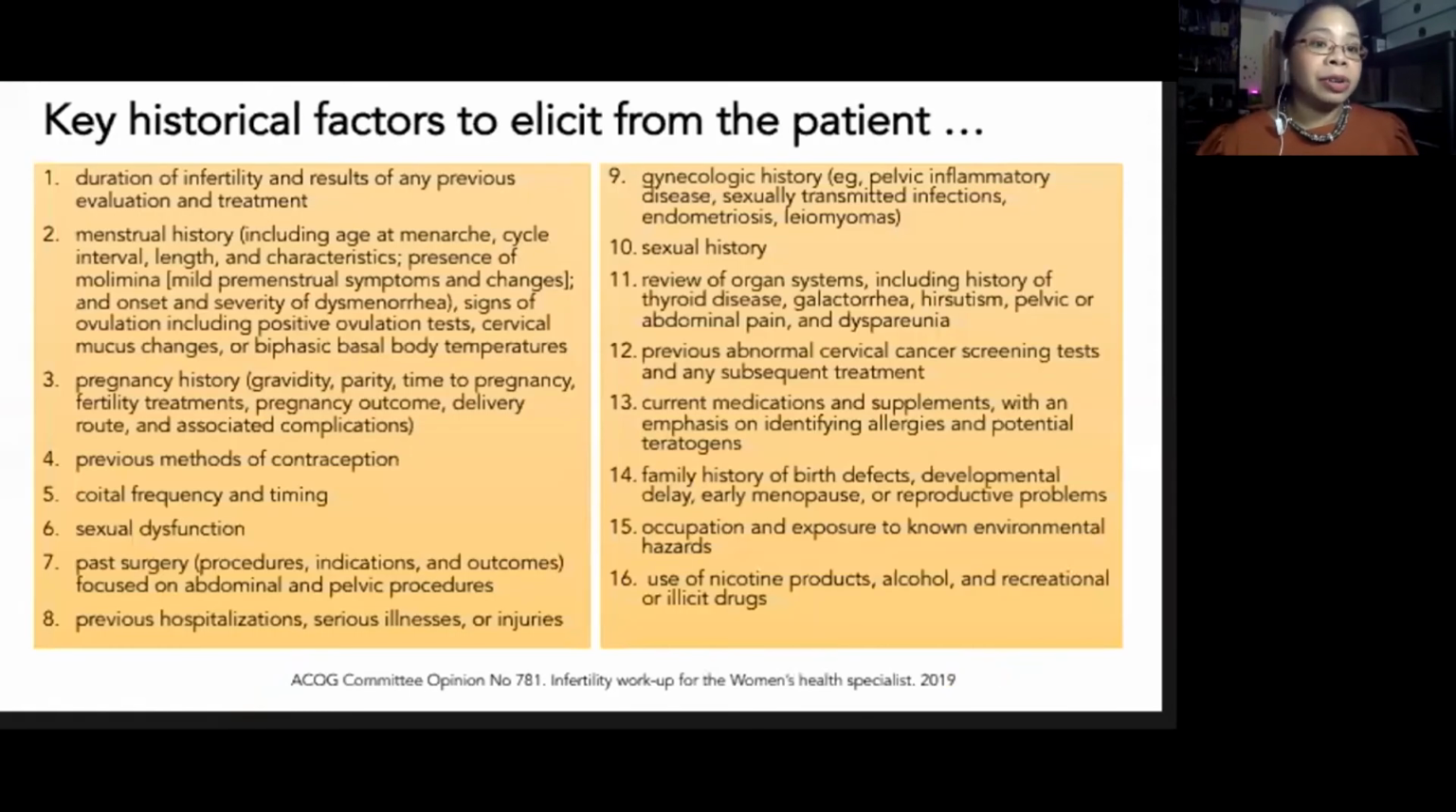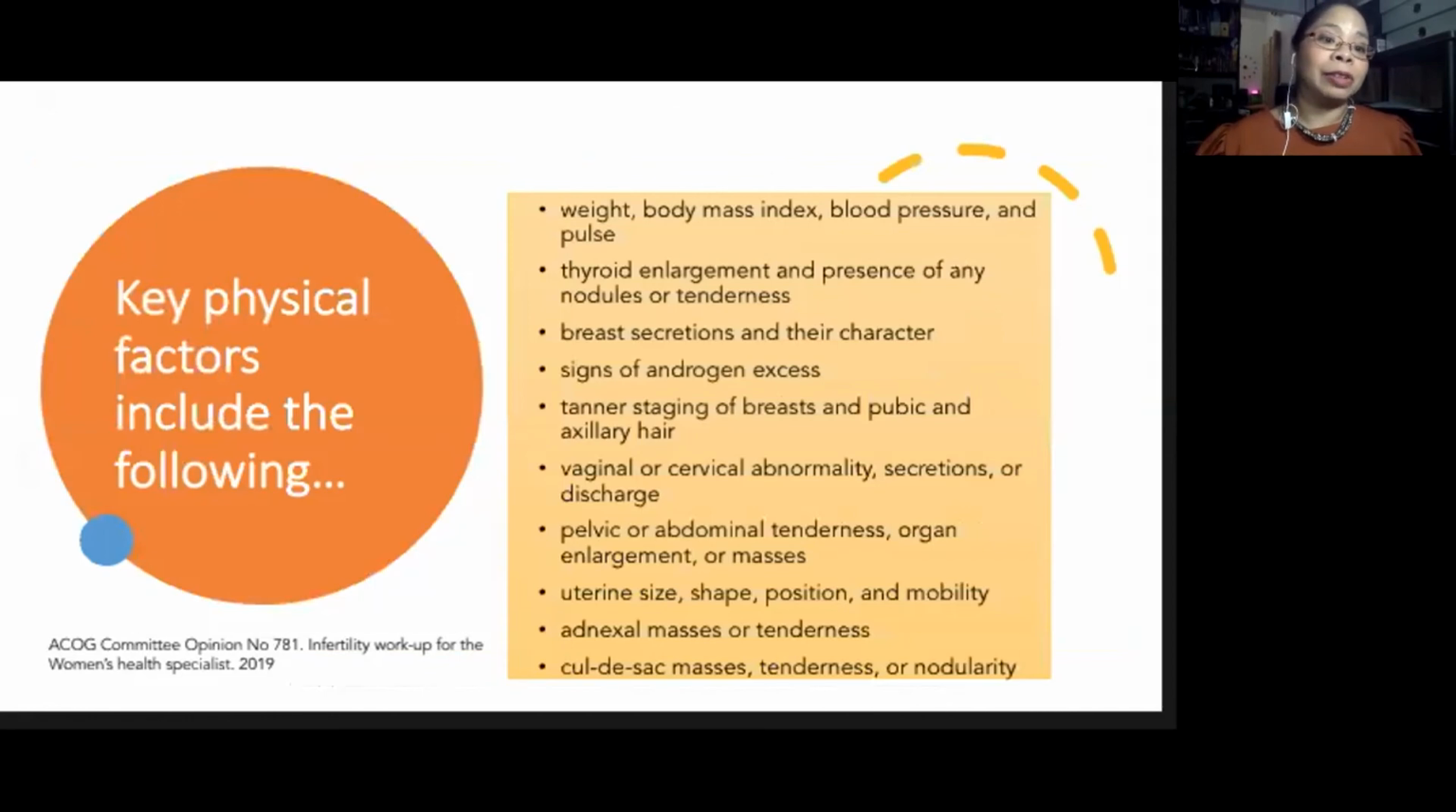And here are the key historical factors that you should elicit from the patient. This is a very long list of historical data that you should elicit from your patient, so please take note of this. And here are the key physical factors that you should also obtain from your physical exam.